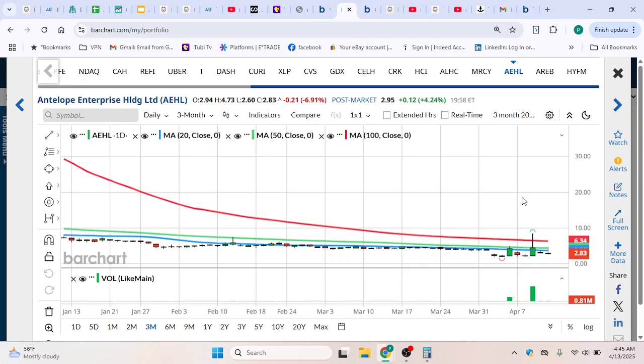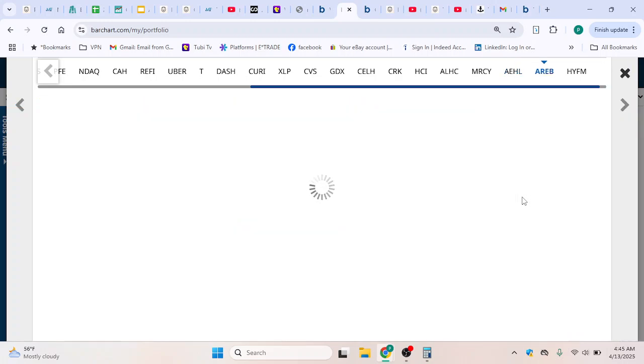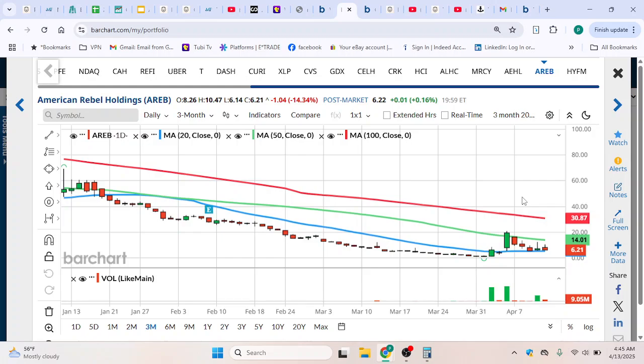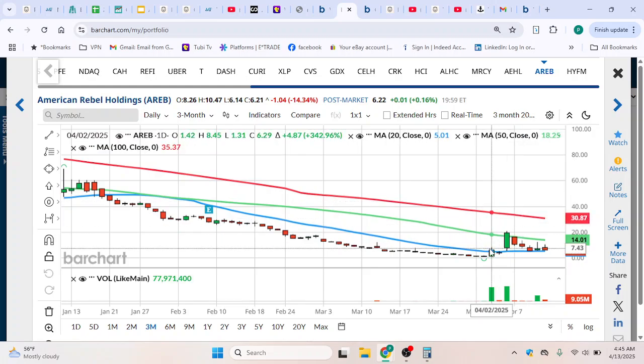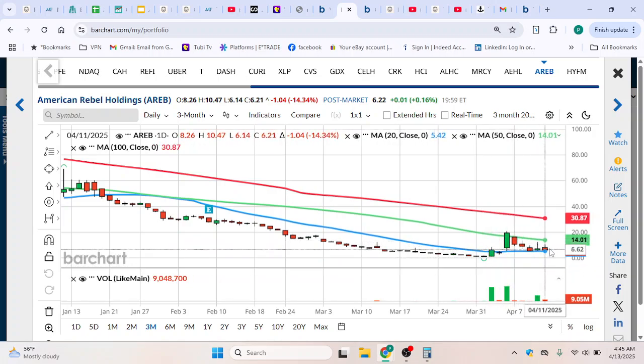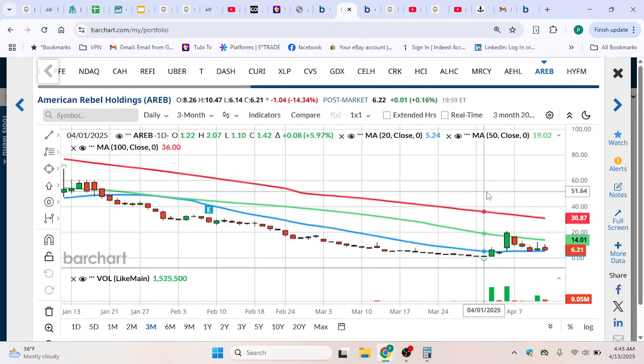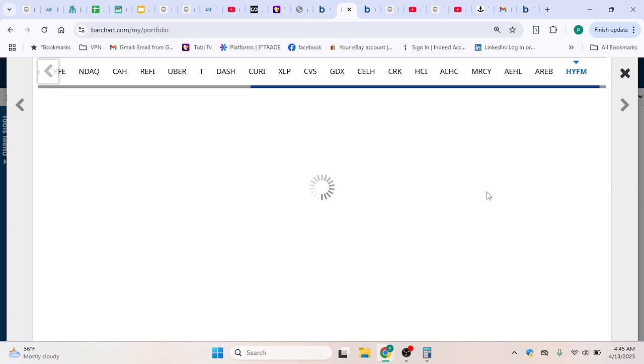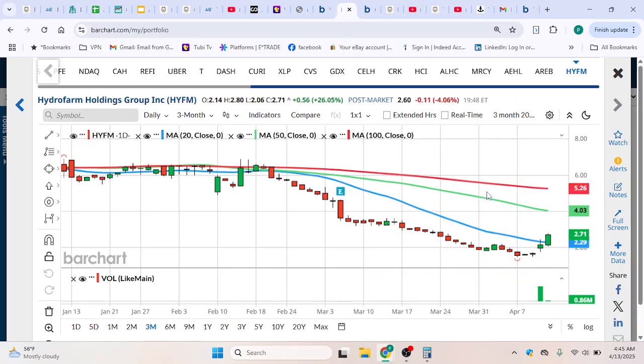This one would be just a watch. American Rebel Holdings right now, just a watch based on volume and where price is at right now. If this starts to turn up again, I like that over $11. AREB.